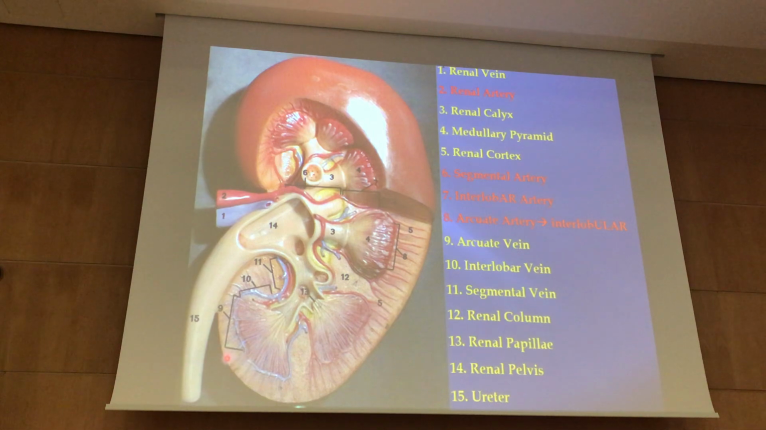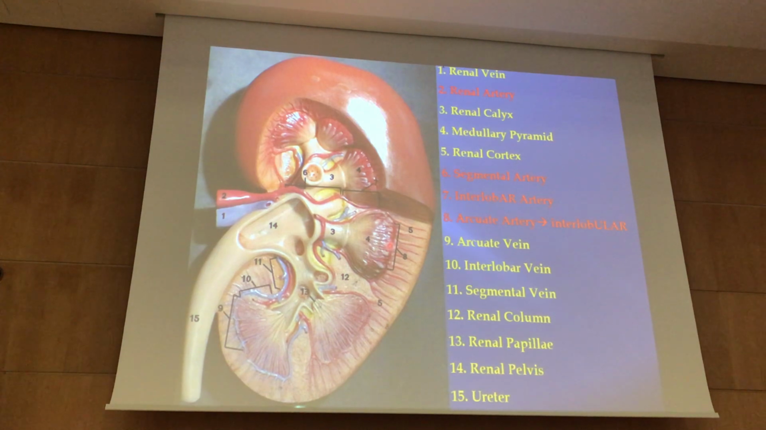We have cortex, we have medulla, then we have pyramids. Now these pyramids have tubules which collect the urine from the glomeruli, and then they converge to form these calyces, and those multiple calyces converge into a pelvis, and then this pelvis narrows down in a funnel shape and joins the ureter, and this ureter goes down and joins the bladder. This is how it is there.